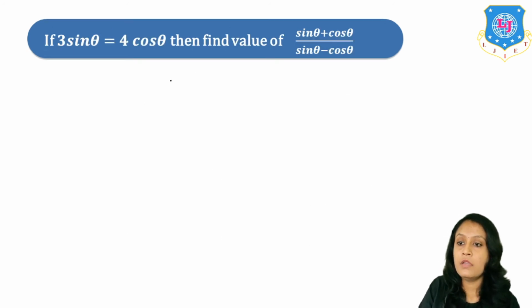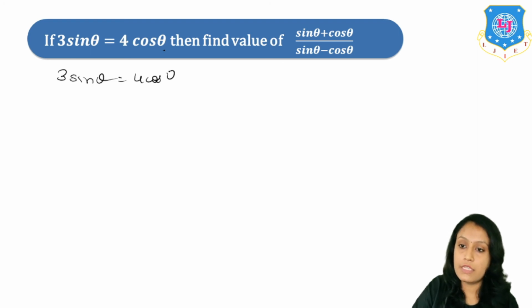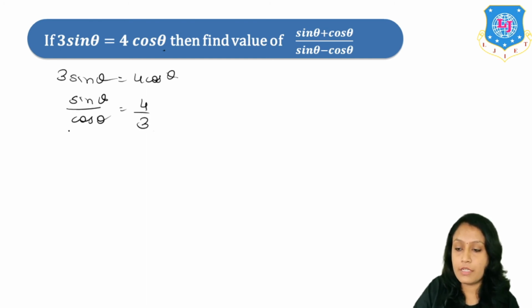Okay, now let's move to the next example. If 3 sin theta is equal to 4 cos theta, then find the value of (sin theta plus cos theta) upon (sin theta minus cos theta). So we have 3 sin theta is equal to 4 cos theta. So we will write it like this: sin theta upon cos theta is equal to 4 upon 3.